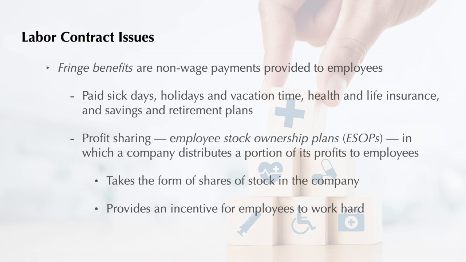During profit sharing, a firm distributes a portion of its profits to workers. An ESOP provides workers with stock in the company. By providing higher benefits only if the company does well, profit sharing and the ESOP provide an incentive for employees to work hard.